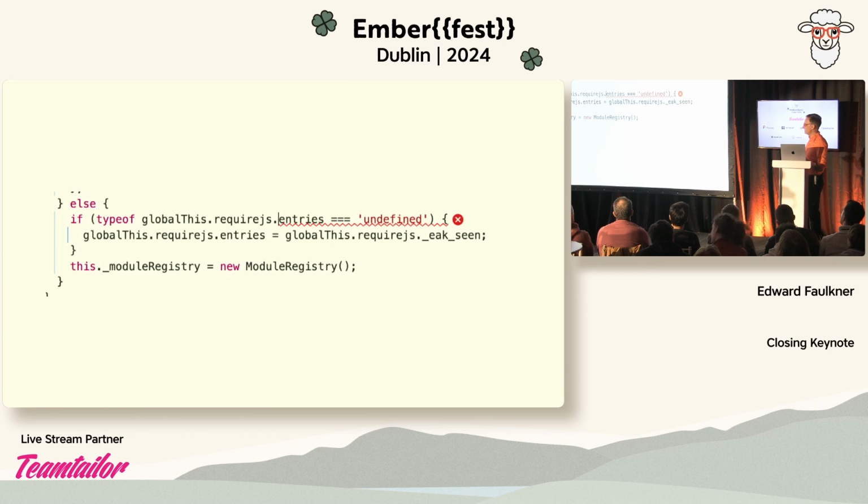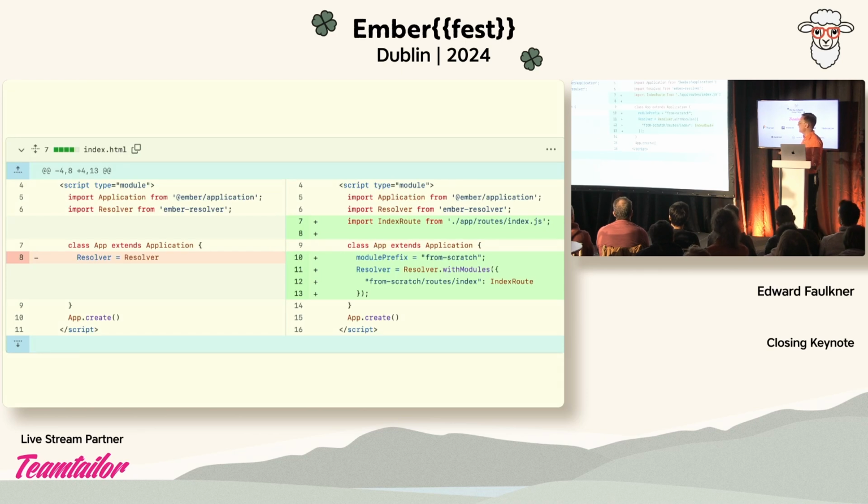The resolver's looking in there to try to find your code, and we don't have any global loader, and we don't want one. We don't want to have AMD. We're doing this all purely with ES modules. But we can solve that problem. The resolver, as of the current version 13, has this new feature called with modules. And when you do that, instead of making it go out and try to find the modules in the AMD loader, you give it all the modules.